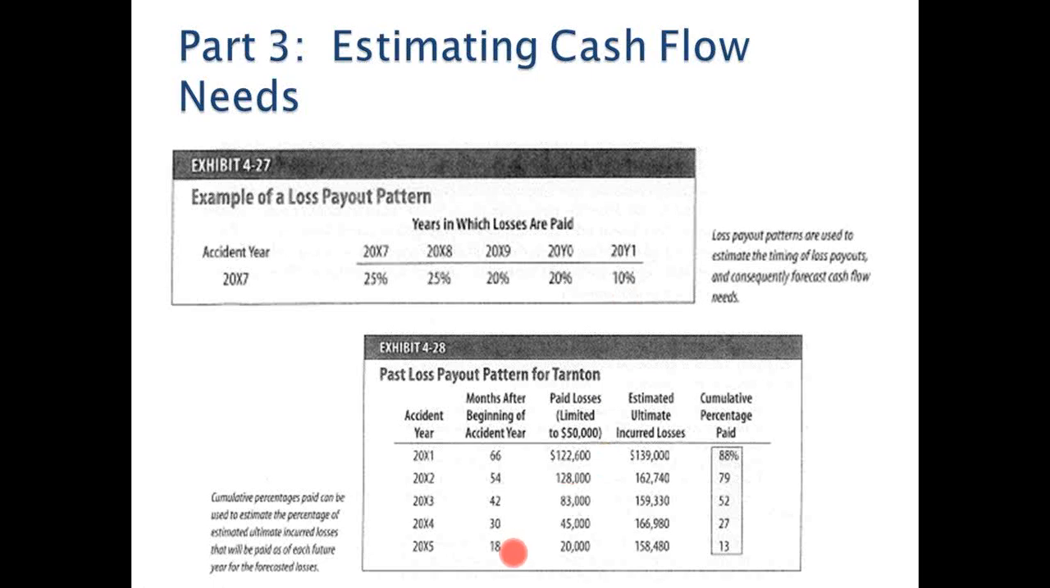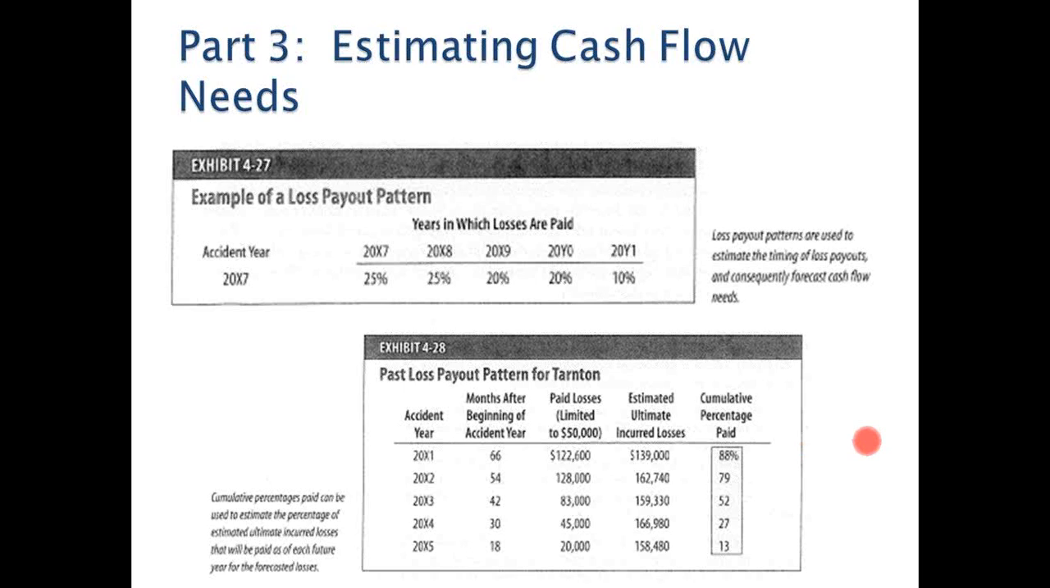Same thing here. In this case, this is another type of loss payout pattern. So the paid losses up to 50,000, it's only 18 months old, we're going to pay 13%. By the time we're 66 months into it, about 88% of the claim is paid. And this is based upon historical information.